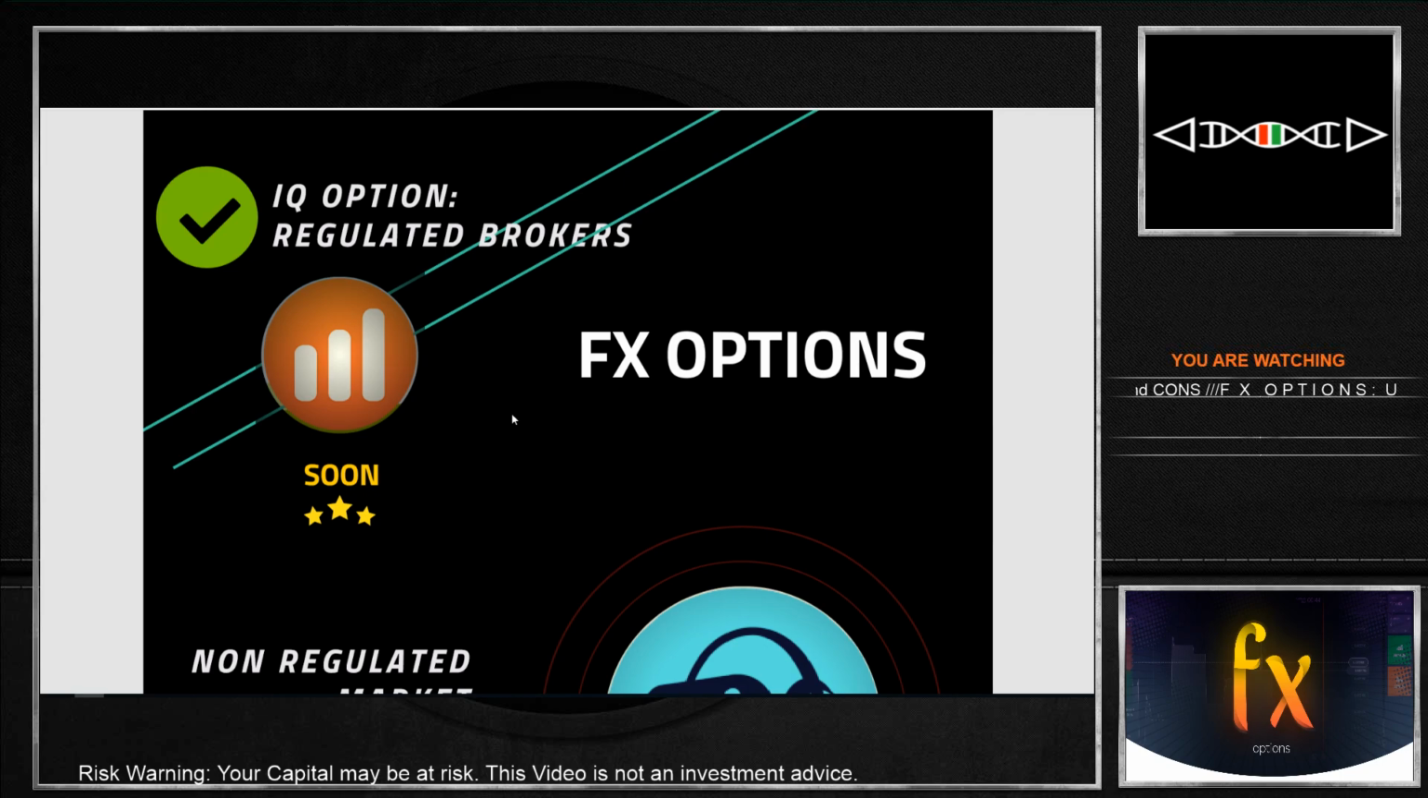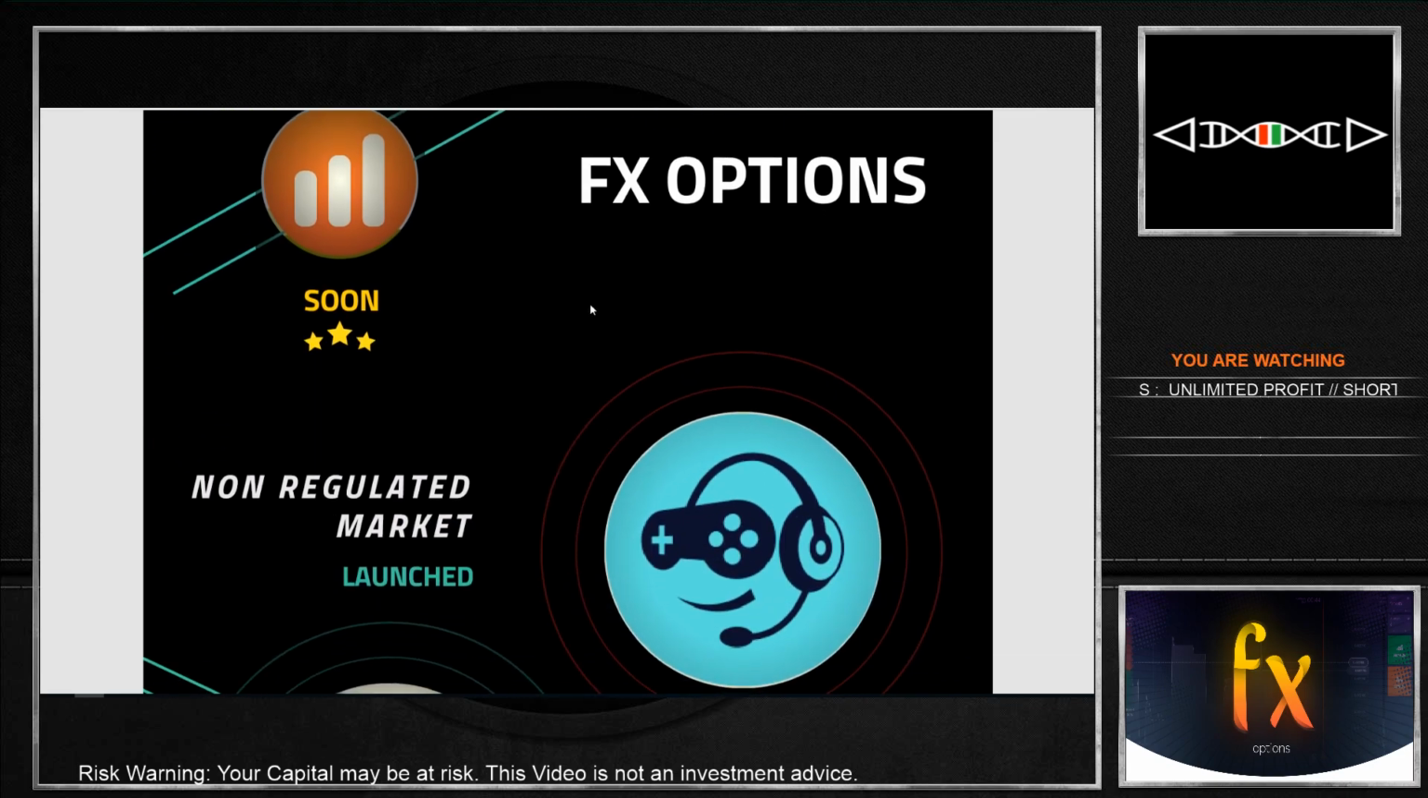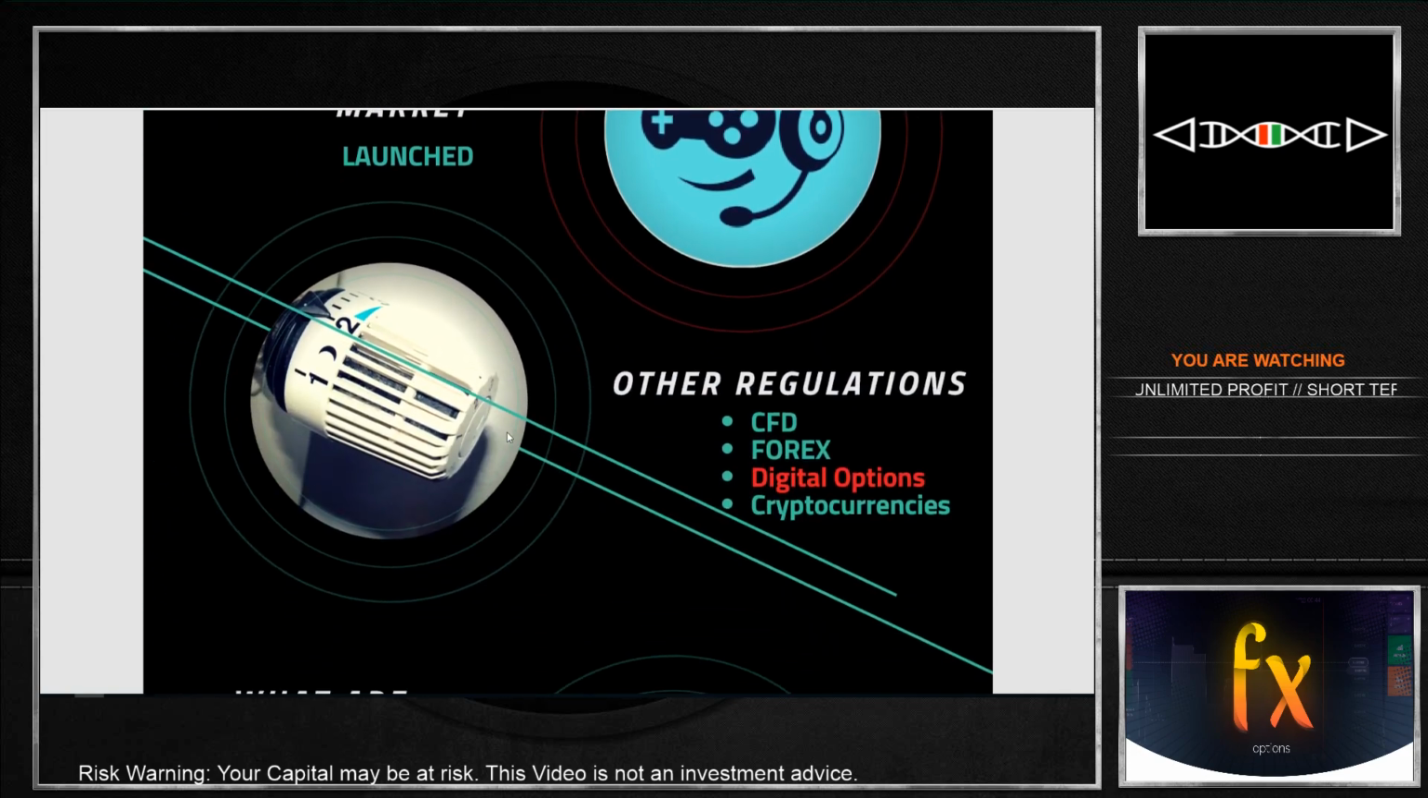They are already available for traders non-residing in the EU, so they are already available for traders outside the European Union, and within 1 or 2 weeks you will be able to trade FX options on IQ Option as well. So we are really looking forward to reviewing this instrument, and we cannot wait for the official launch. We will obviously inform you, and we will launch another video very shortly. Right, so as I have already mentioned, non-regulated markets can already enjoy the FX option launch.